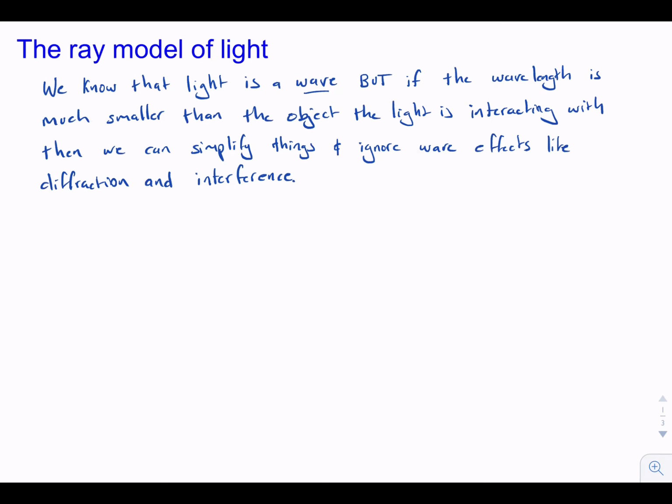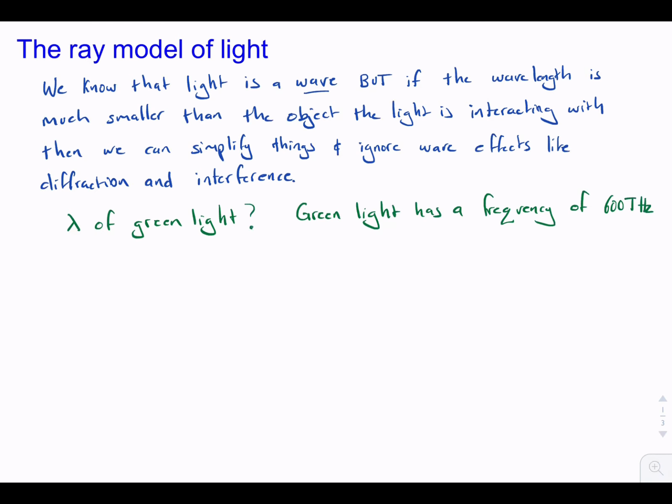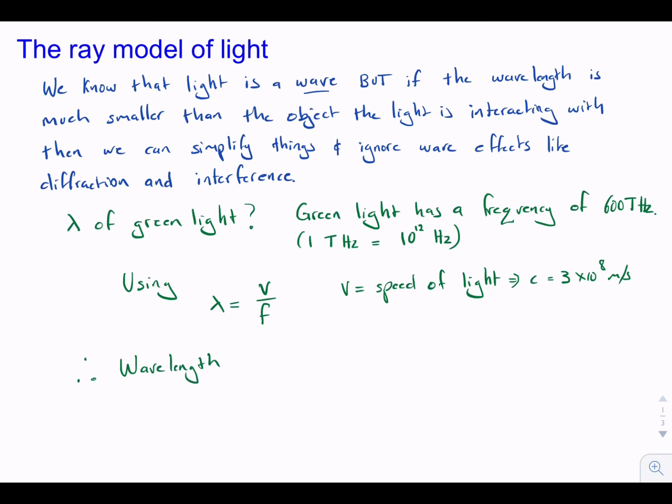Well, let's look at the wavelength of green light. Green light has a frequency of around 600 terahertz, where 1 terahertz equals 10^12 hertz. If we just use the wave equation, lambda equals v on f, where v equals the speed of light, often written as c, equals 3 × 10^8 meters per second, then we can calculate that the wavelength of green light equals 3 × 10^8 over 600 × 10^12, equals 5 × 10^-7 meters.